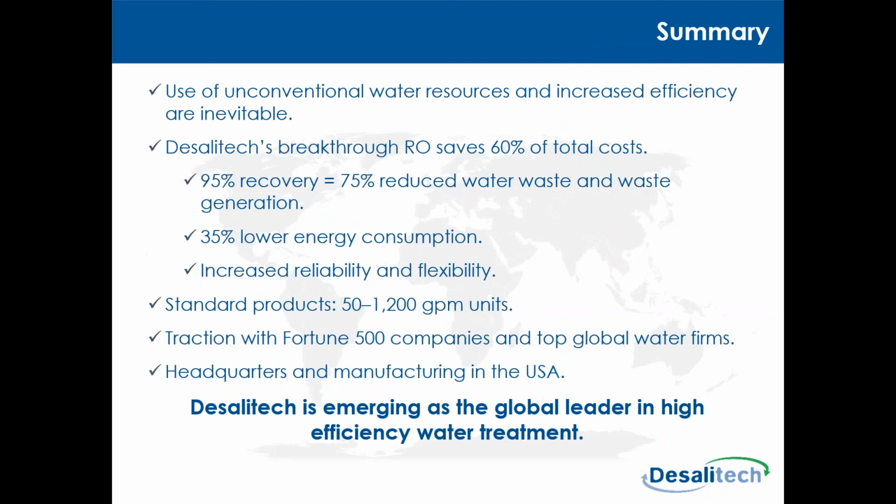So I want to summarize: use of unconventional water resources is our future, and Desalitech believes that it behooves everyone for us to increase efficiency in our extraction of those resources. So our approach here can save 60% of the total cost of ownership by a combination of raising recovery, lowering energy, and increasing reliability and flexibility. We have standardized around system sizes for the industrial and brackish applications in the range of 50 to 1,200 gallons a minute.